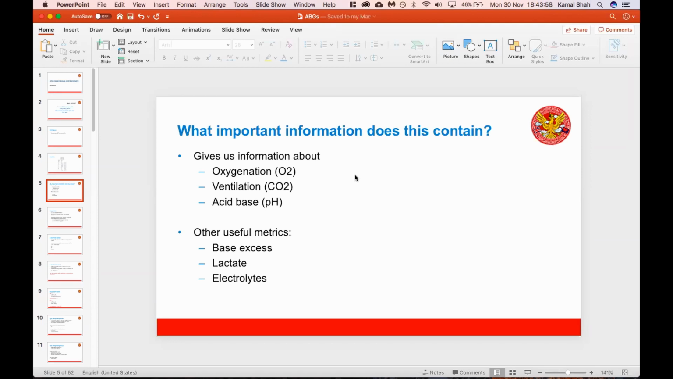And other really, really useful metrics. We get an idea of the base excess, which can give us an idea into the pH. The lactate is extremely important. Just introducing the idea of a lactate, it gives us information about peripheral perfusion, and it gives us an idea of blood delivery to the peripheries and to the tissues. If the lactate is at a higher level, it basically means that there's hypoperfusion of the tissues, and it means that there's anaerobic respiration, and it gives us a very good idea of how unwell a patient is. And it also gives us some electrolytes as well.